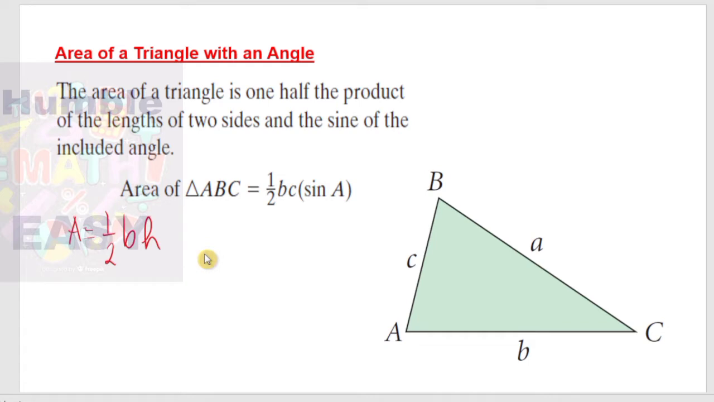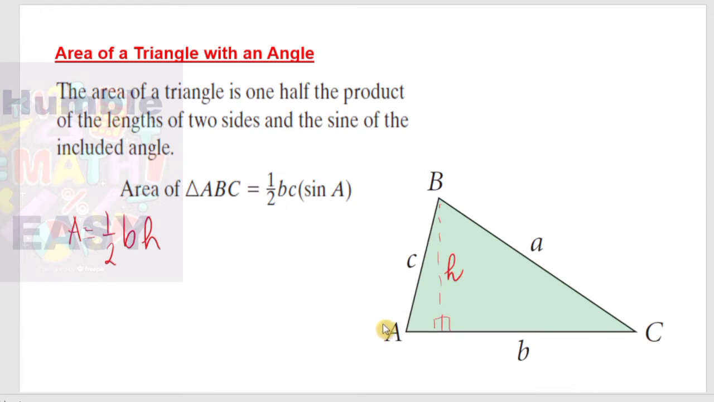So take note that in this figure we don't have any height. How did it become that the area of triangle ABC is equal to 1/2 times side B times side C times sine of angle A? From this given formula, we have to draw a line here, represented by H, which is perpendicular to side AC. So this is now our H.